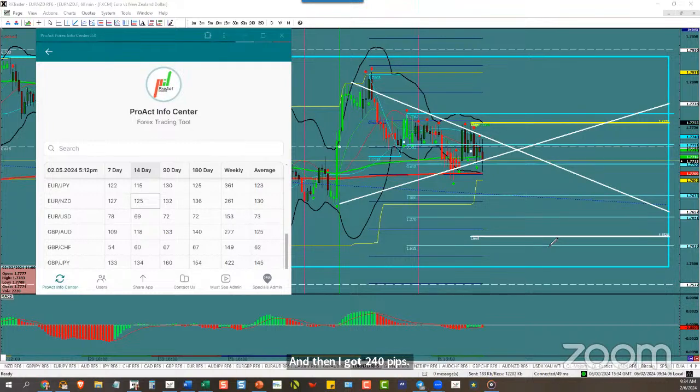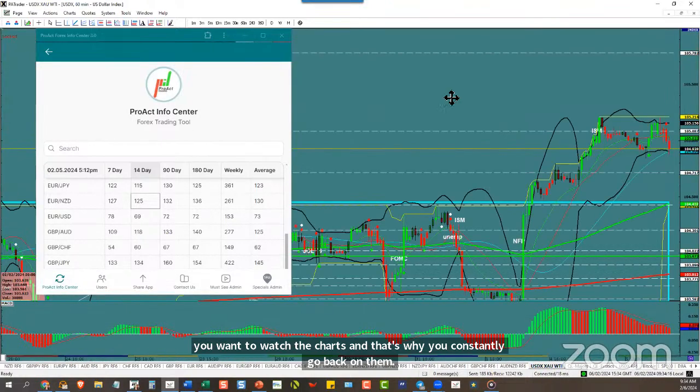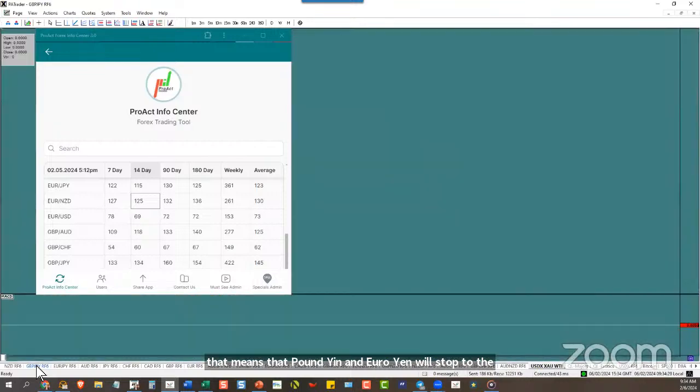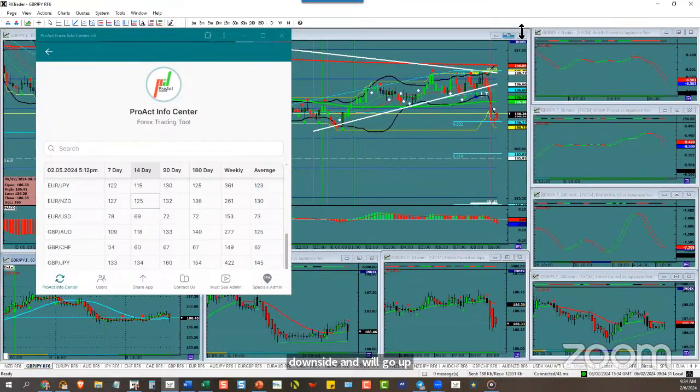You're in New Zealand to the downside now. Well, yeah, but you had it up a while ago. That's why you have to watch the charts, and that's why you constantly go back on them. Let's go check and see if the dollar has changed direction. It is now really trying to tell you we're going down. MACD says we're going down. Now, if that's the case, that means pound yen and euro yen will stop to the downside and will go up. So if it breaks that bottom, watch out.